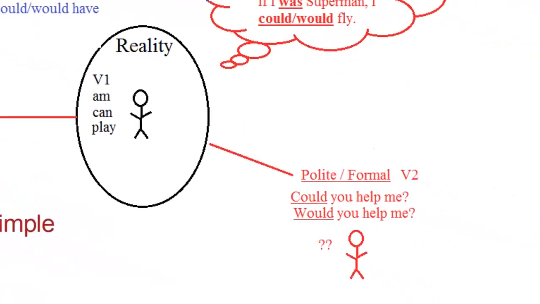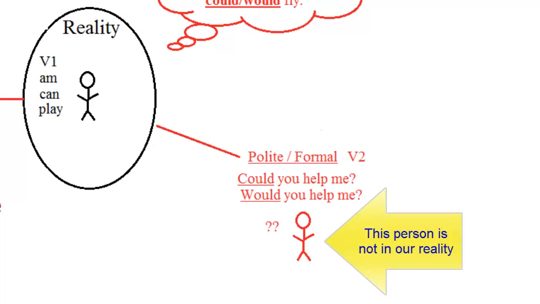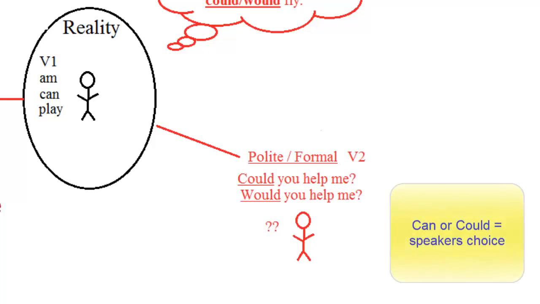Now look at this red man. We don't know who he is. We have never met this person before, and we don't know his name. He is not in our life, so this is why he is not inside our reality bubble. And this is why I want to be formal to him and use could or would. In this situation, using can or could and will or would is completely your choice. It is your opinion if someone in your life is in your reality or not.